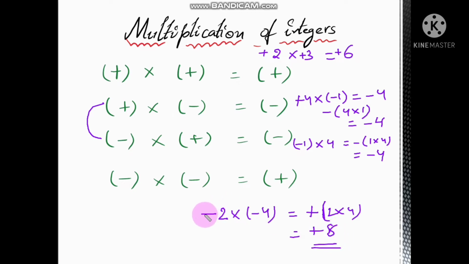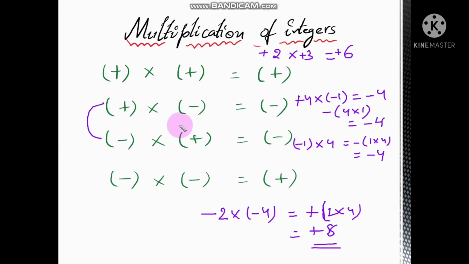So here we have to see the sign first and then multiply the numbers. So here we are having negative signs. So we are multiplying negative multiplied by a negative. We get positive, and then 2 into 4 is 8. Understood children? So these are the multiplication rules.